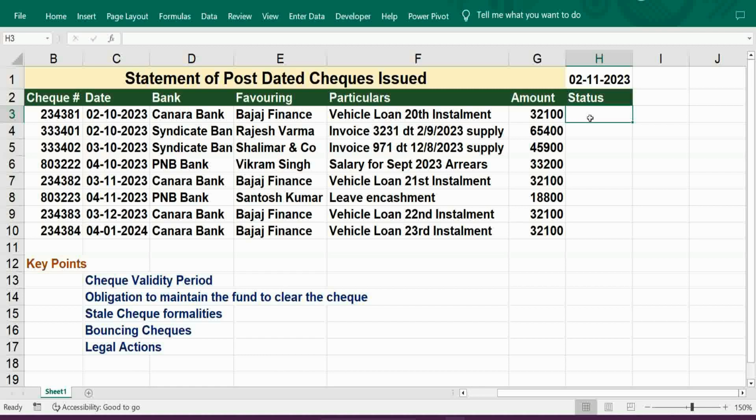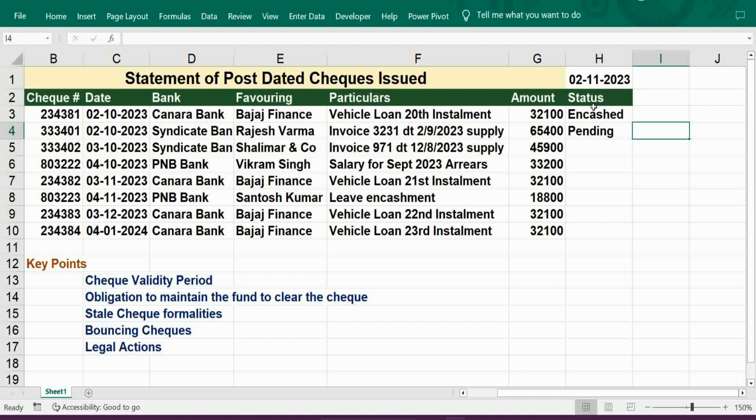If it is cleared, please mention it as cleared or completed. And in case it is rejected, mention that. If it is not presented in the bank, simply put pending. Like that, every time we have to keep track of checks, whether the check is presented or not.